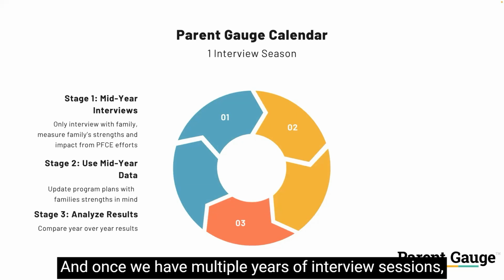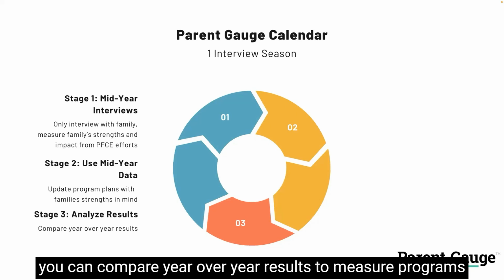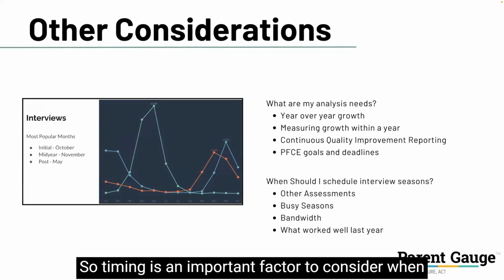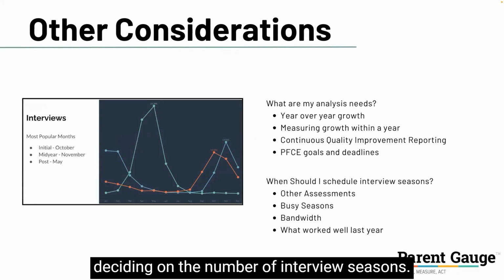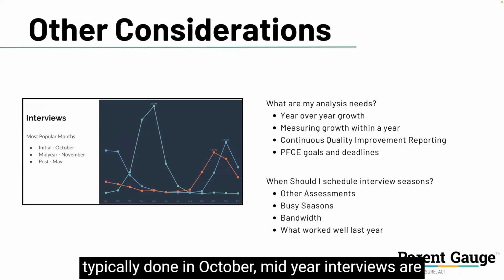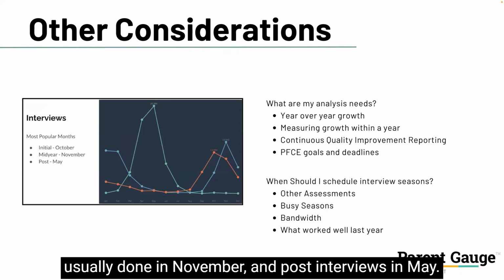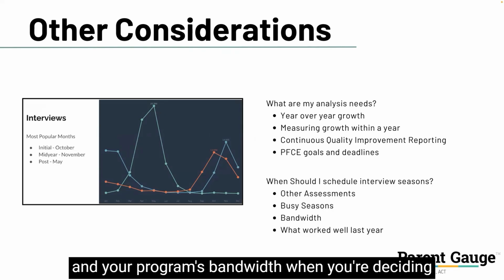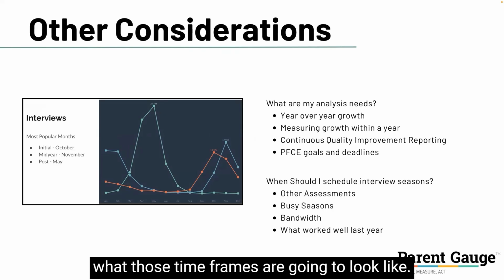And once we have multiple years of interview sessions, you can compare year over year results to measure programs' growth and trends in parents' strengths and challenges. So timing is an important factor to consider when deciding on the number of interview seasons. Our user data shows that initial interviews are typically done in October, mid-year interviews are usually done in November, and post-interviews in May. You'll want to think about the timing of other assessments and your program's bandwidth when you're deciding what those timeframes are going to look like.